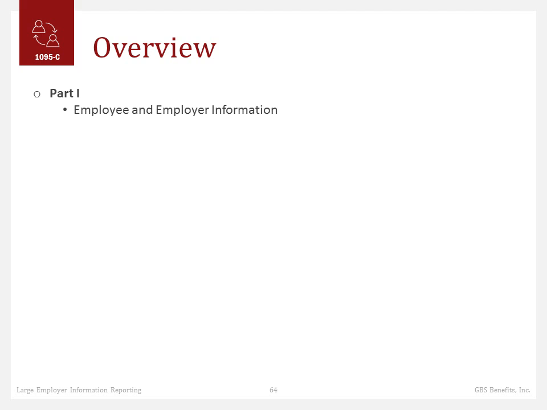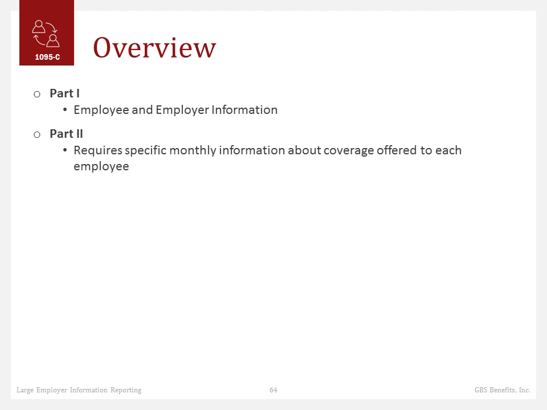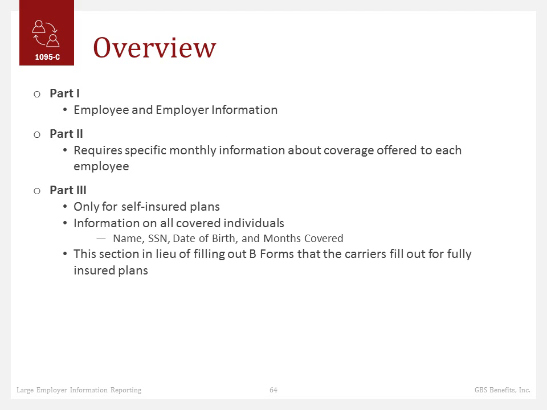We have part 1, employee and employer information. Part 2 requires specific monthly information about coverage offered to each employee. This is the monthly tracking part. And then part 3 is only for self-insured plans. So if you're not sponsoring a self-insured plan, you don't even have to worry about part 3. You only have parts 1 and 2.